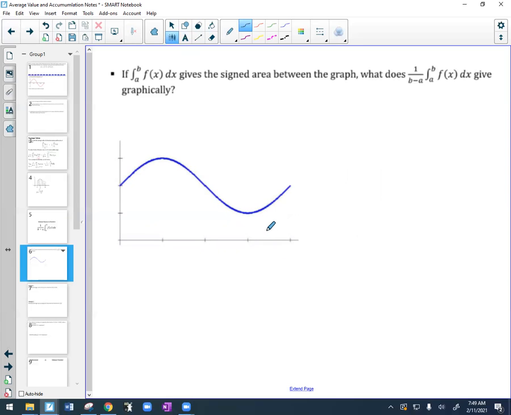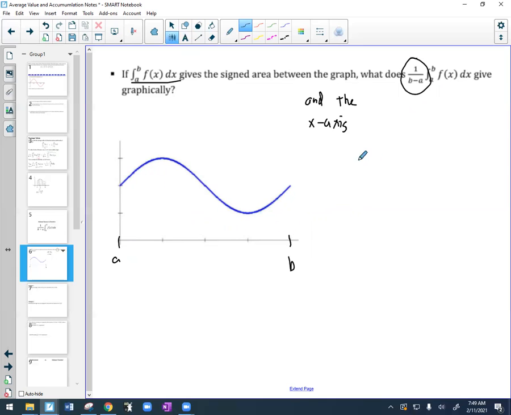The integral from a to b of f of x gives us the signed area between the graph and the x-axis. My question is, what do I get if I divide that by the length of the interval, from a to b? What do I get if I divide that by the length?